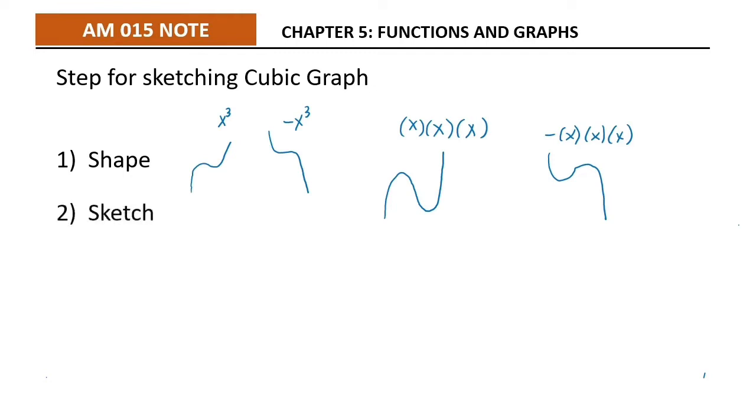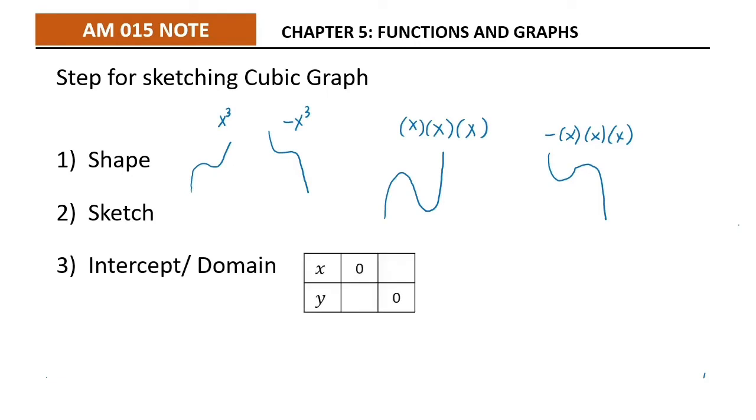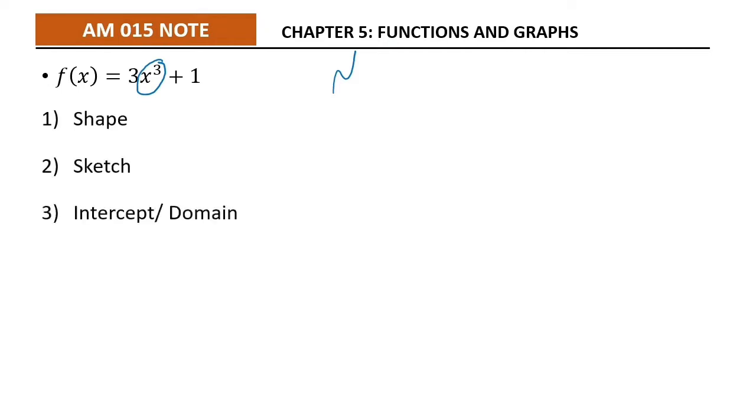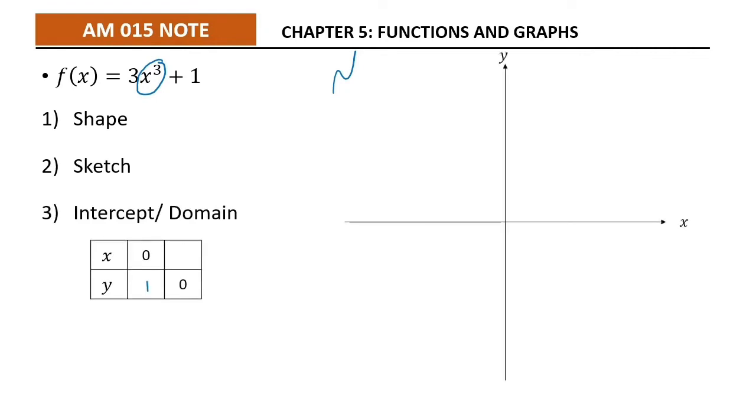And then sketch the graph, intercept and domain. The same thing: x equal to 0, y equal to 0. Both, f(x) equal to x cubed plus 1. So there is only x cubed in the graph, so this is a linear type of graph. And then positive x cubed, so the graph will be upwards. First shapes, and then sketch graph, intercept and domain. When x equal to 0, y equal to 1, and when y equal to 0, x equal to negative 0.69.